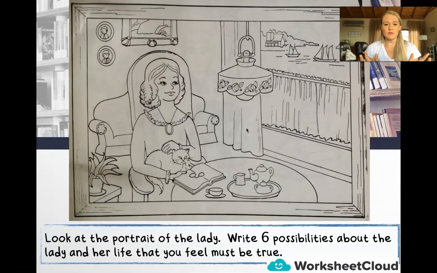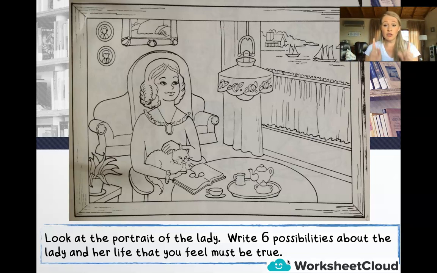Now we're going to do a little bit of practice. We've got a picture or a portrait of a lady. The question says, write 6 possibilities about the lady and her life that you feel must be true. Now is the part of the lesson when, if you want to pause the lesson, I'd say pause it now. Get a piece of paper and a pen or a pencil. Write down 6 possibilities about her life based on the picture.